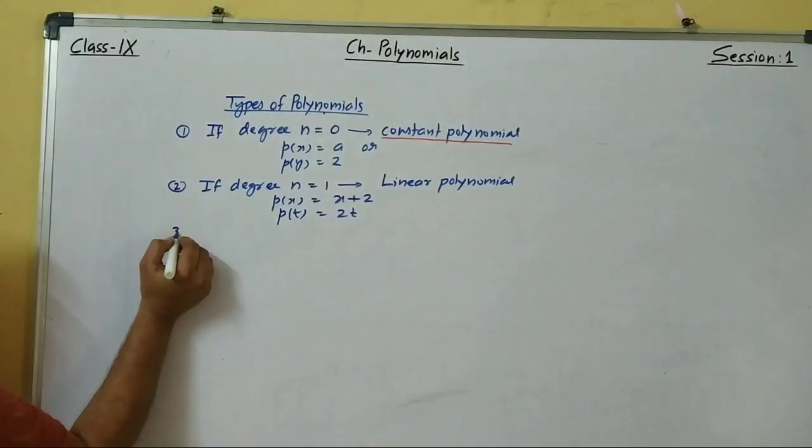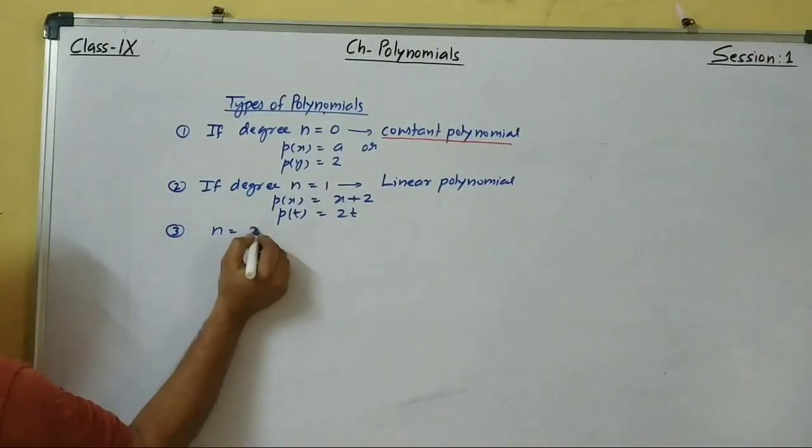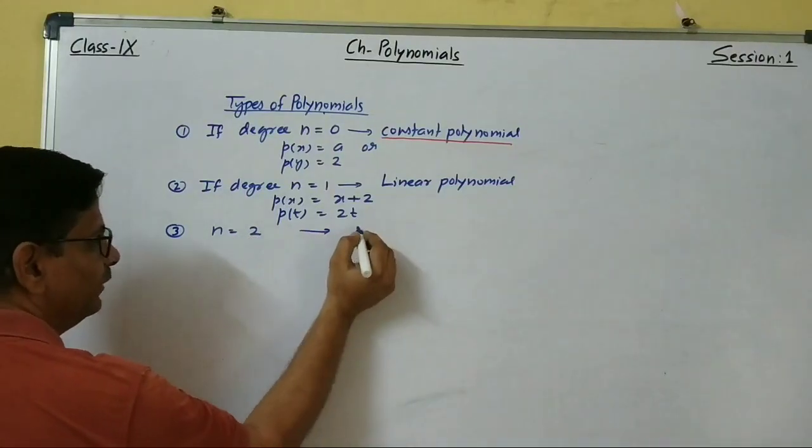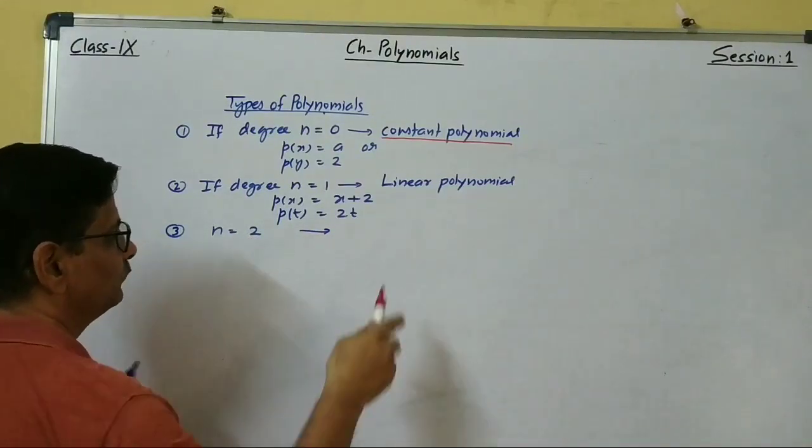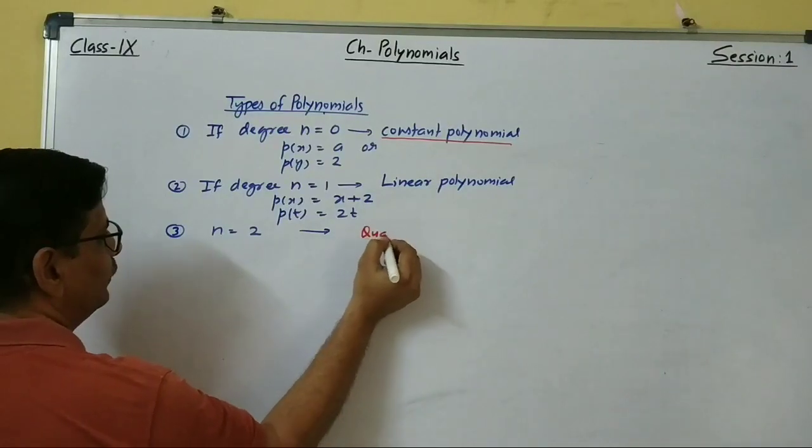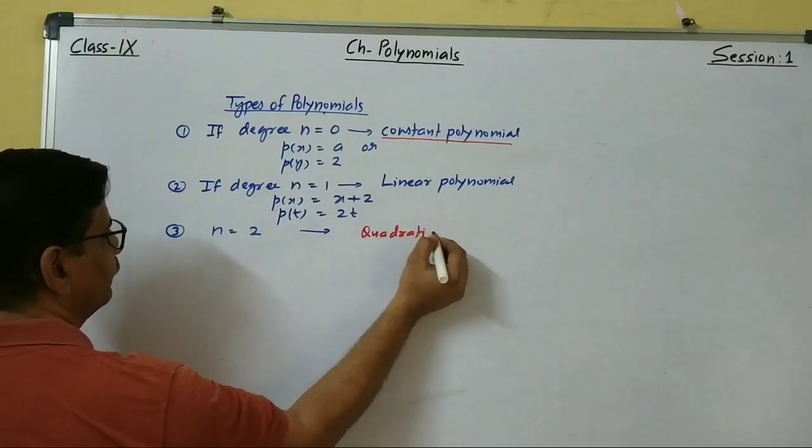Now, if the degree is 2, if n is equal to 2, then the polynomial is called a quadratic polynomial.